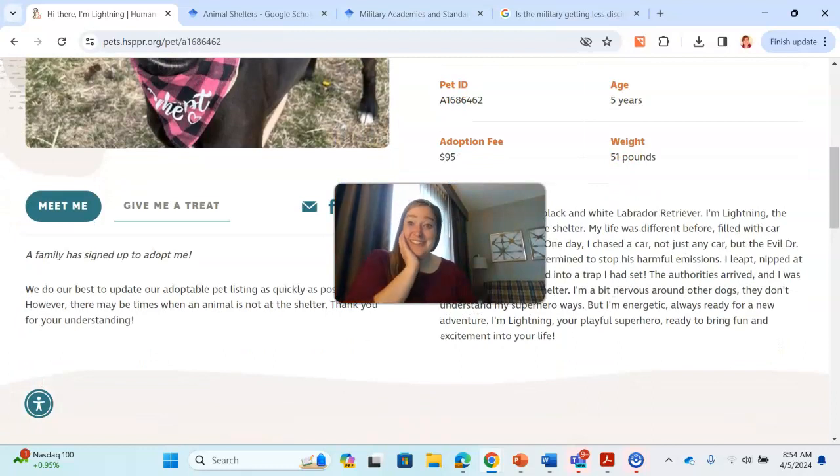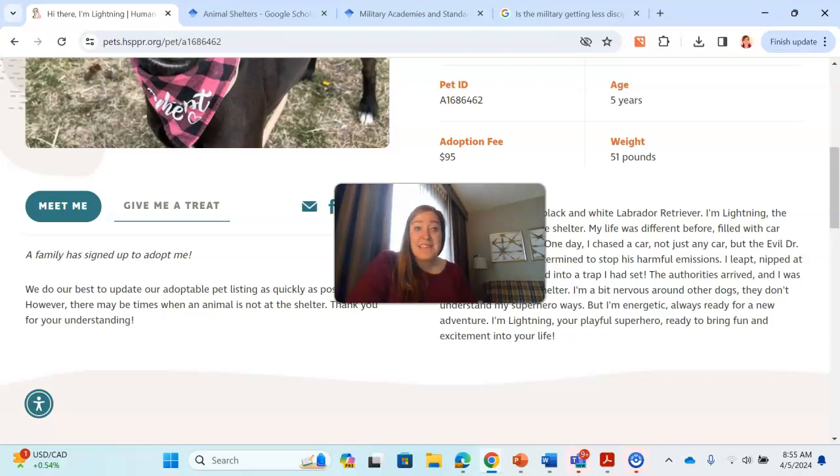Lightning chases cars. I'm Lightning, the playful superhero of the shelter. My life was different before, filled with car chases and adventure. One day I chased a car, not just any car, but the evil Dr. Exhaust's car. I was determined to stop his harmful emissions. I leapt, nipped at his tires, and he swerved into a trap I had set. The authorities arrived, and I was brought here to this shelter. I'm a bit nervous around other dogs. They don't understand my superhero ways. But I'm energetic, always ready for a new adventure. I'm Lightning, your playful superhero, ready to bring fun and excitement into your life.